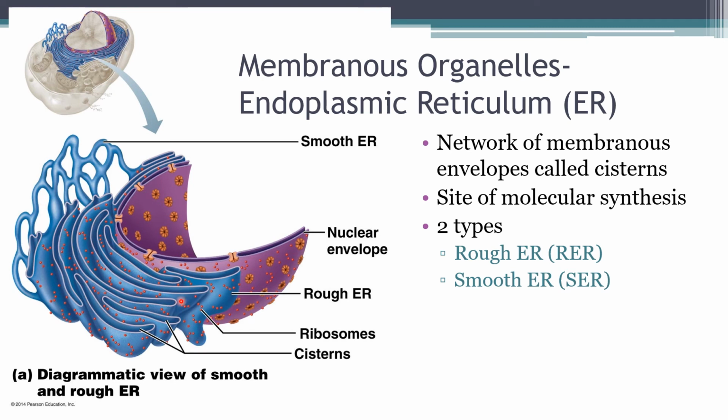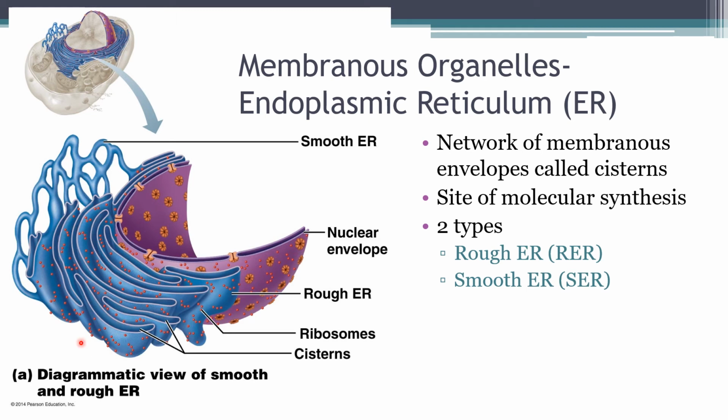So these cisternae are sites where the cell synthesizes molecules, basically where it makes molecules. And in general, whenever you think of the endoplasmic reticulum, that's what you should think. This is a region of the cell that makes things.